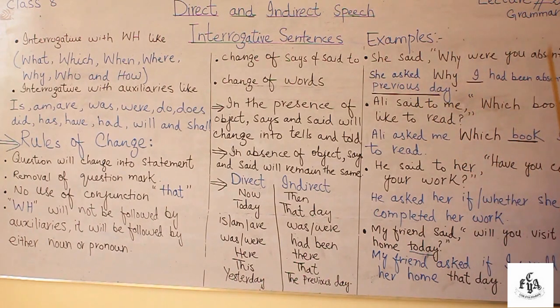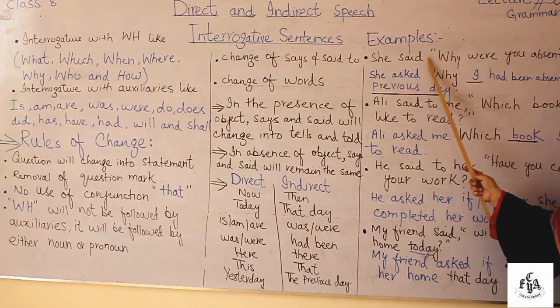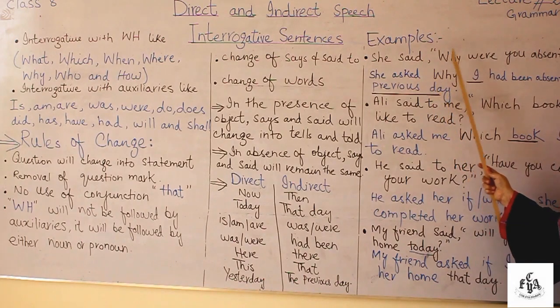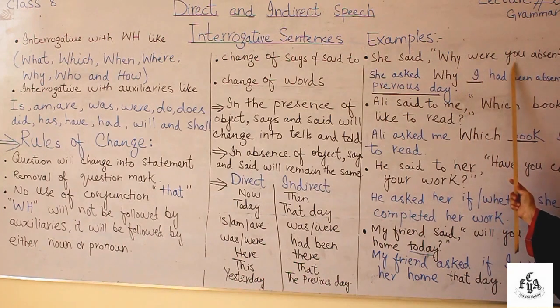Now, she said, why were you absent yesterday? She asked, no use of me. She asked, as I told you before, why will remain the same. We have to write the same. Now, in the previous lecture we discussed that if a second person pronoun is given, it will change according to the object of the reporting speech. As you know, here we are not having any object. The object is absent. So in the absence of an object, you will always change it into I.